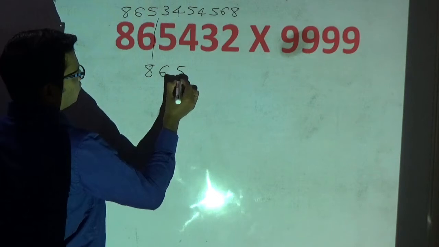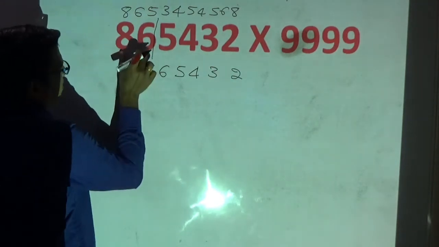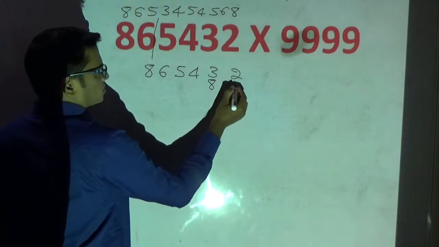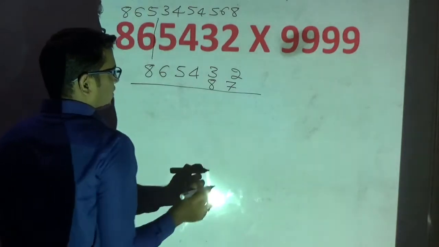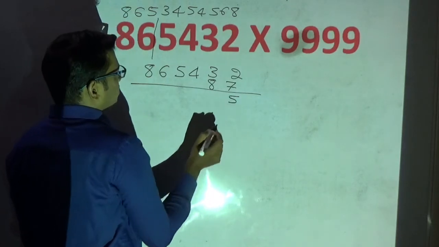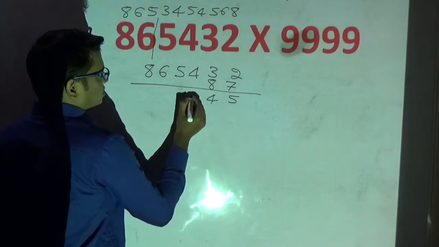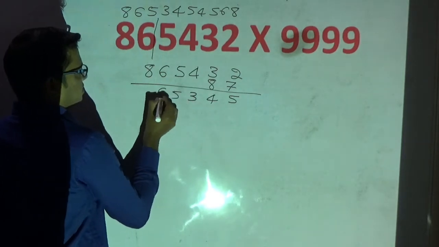8, 6, 5, 4, 3, 2. Okay. Now, this will become what? 87. Subtract this. Okay. Now, 12 minus 7. This is 5. Got it? Okay. Now, here 12. 12 minus 8 is 4. This will become 3. This is 5. This is 6 and 8.